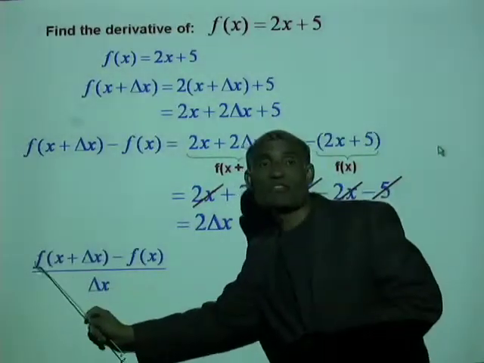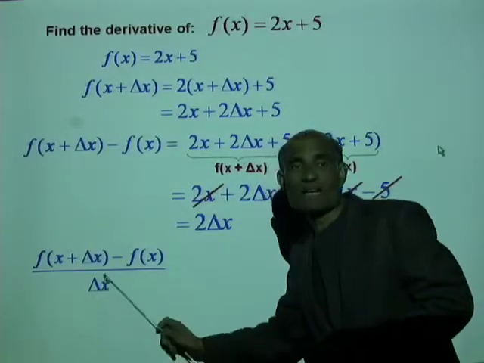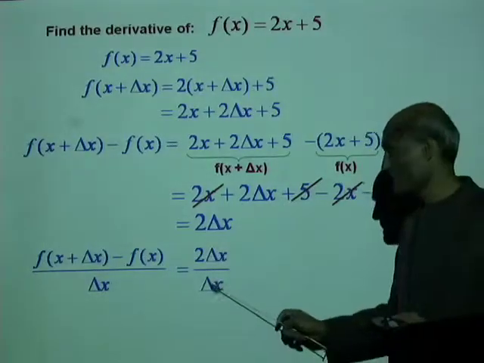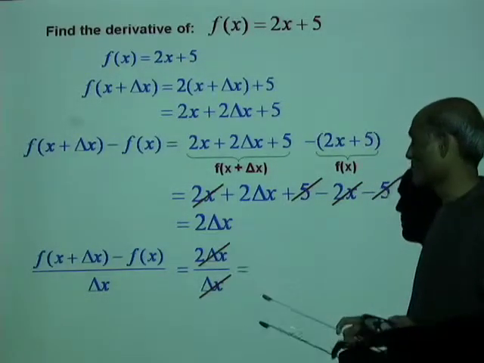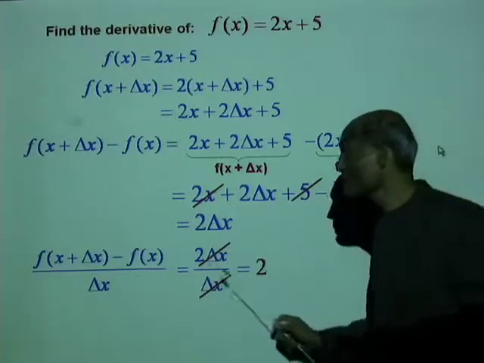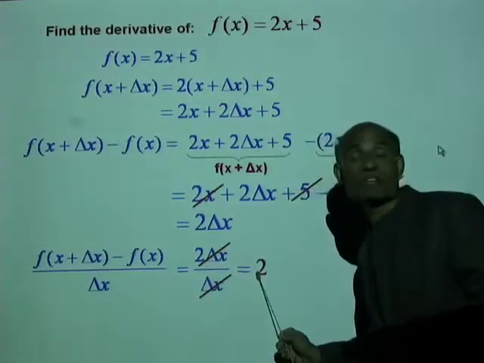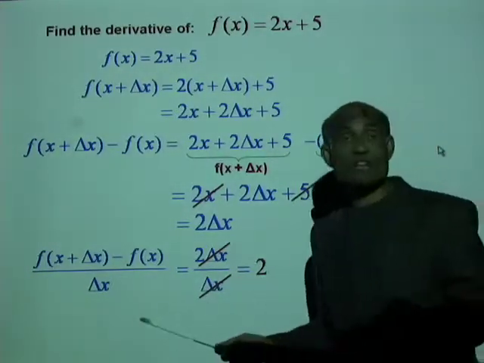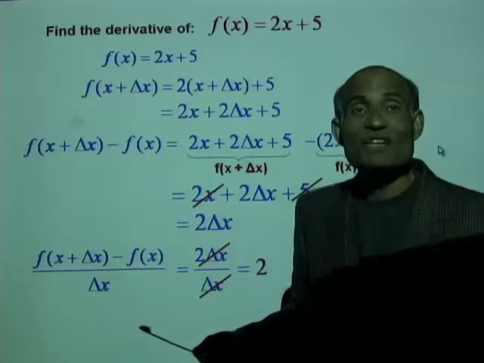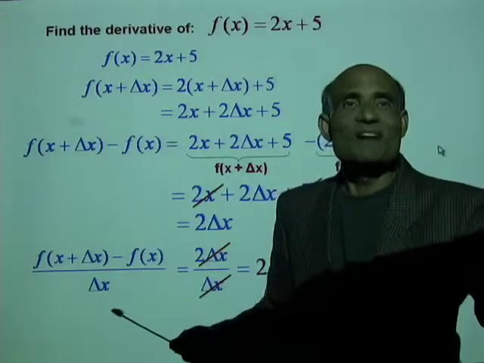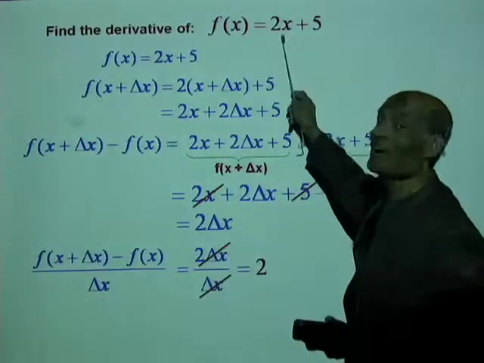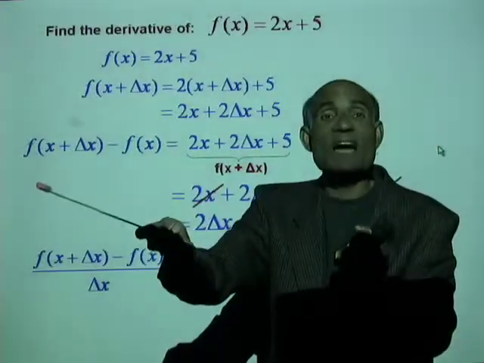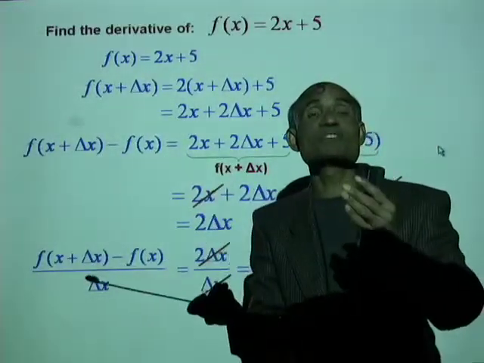Alright, let's divide this change in the function value by delta x. What do you get if you divide 2 delta x by delta x? Delta x will cancel. That will give you 2. And you can see the average rate of change is 2. What is the instantaneous rate of change? Because 2 is a constant, the average rate of change and the instantaneous rate of change are the same. Why? Because the graph of this function is a straight line. There is no difference between average rate of change and the instantaneous rate of change.